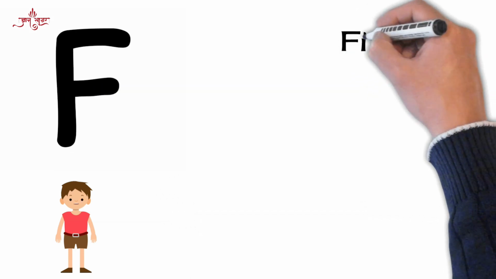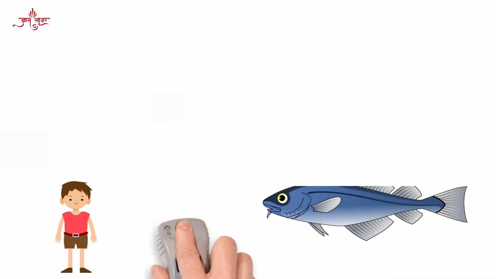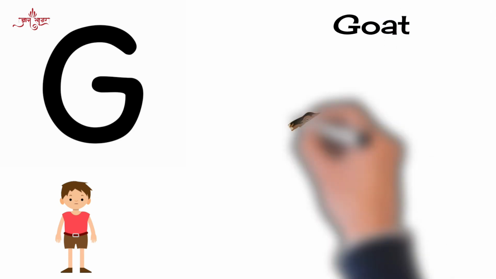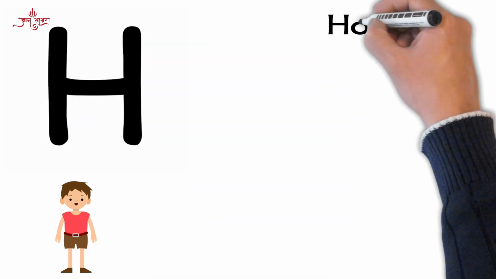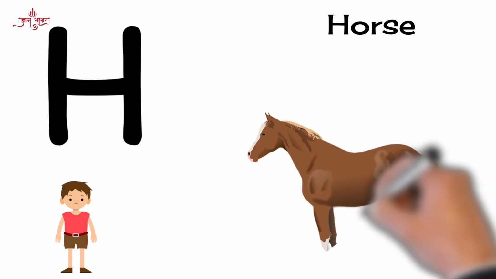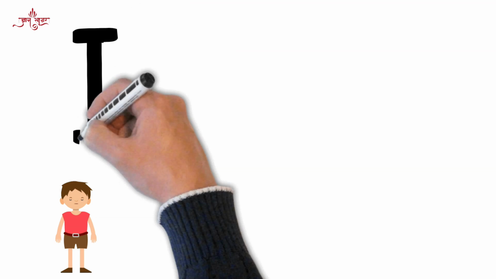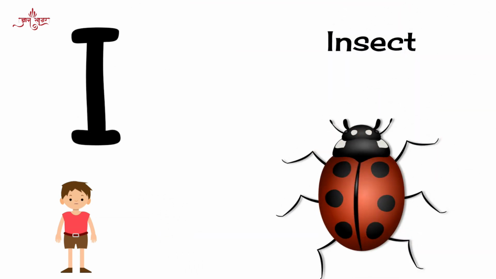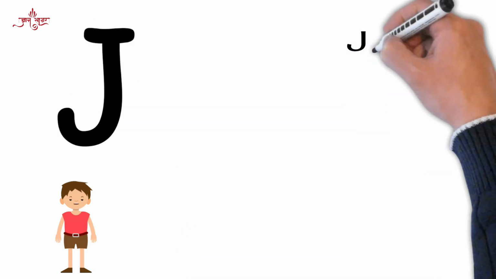F for fish. G for goat. H for horse. I for insect. J for jar.